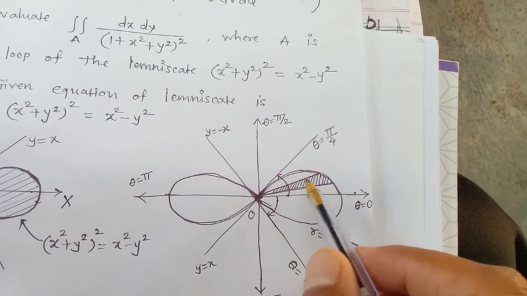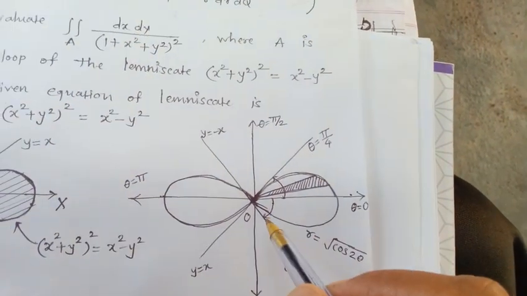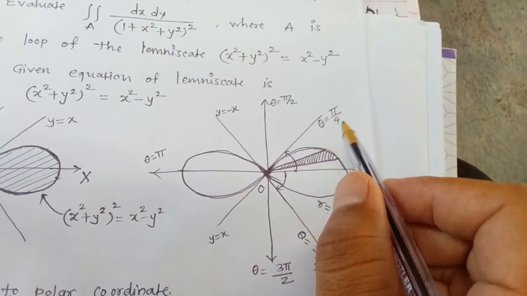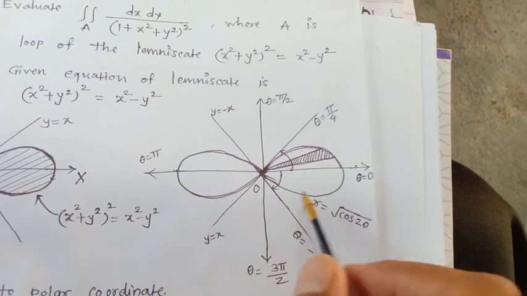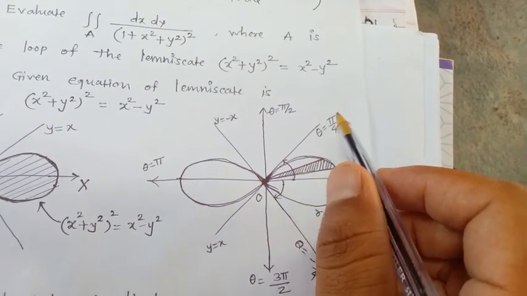Now we can observe that this loop lies in between these two lines, that is theta equals minus pi by 4 and theta equals pi by 4. That means our loop is in between theta equals minus pi by 4 to theta equals pi by 4.